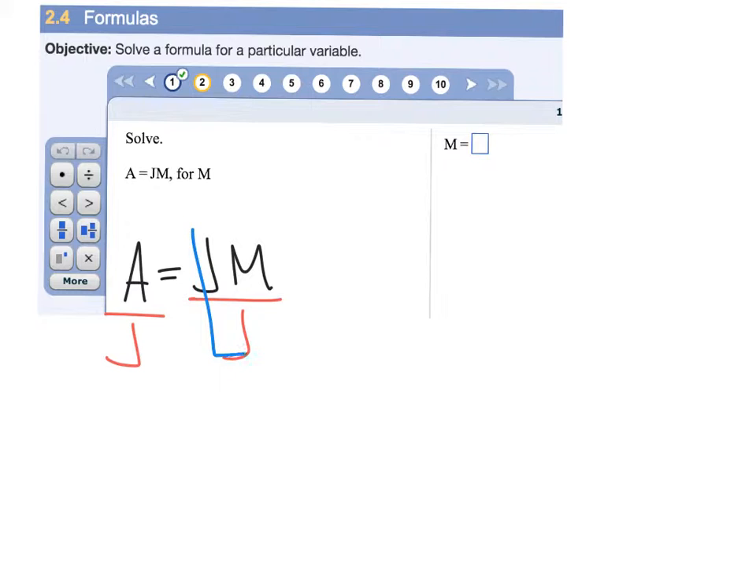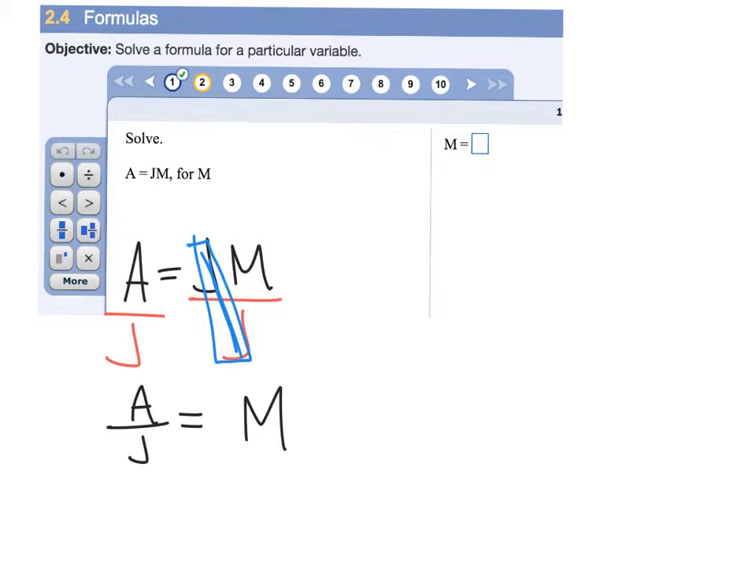When we divide j by j, that gives us a 1. So all of a sudden, m is now all by itself on the right side, and the left side here, nothing you can simplify. So it just becomes A divided by j, and there you go, A divided by j. And that is your answer. So m equals A over j.